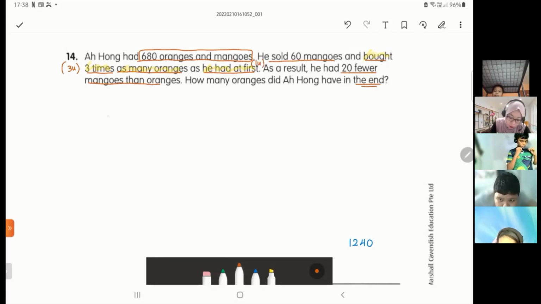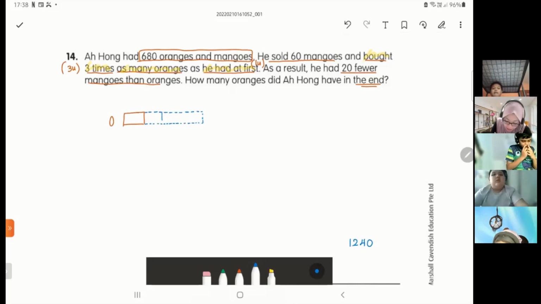So I know that my oranges is actually 1 unit at first, before he buys 3 times more, right? Then later he goes and buys how many times more? 3 times more. So I'm going to use blue dotted lines to show this. Okay, 1 time, 2 times, 3 times. This is what he bought. Okay, so we settled that already. So the bought is 3 times.